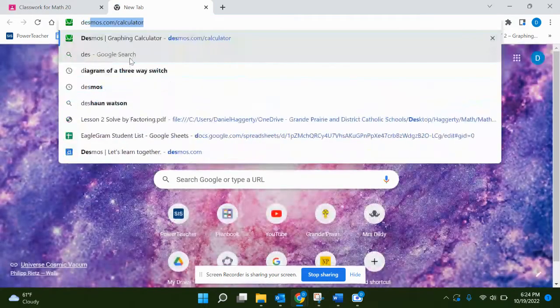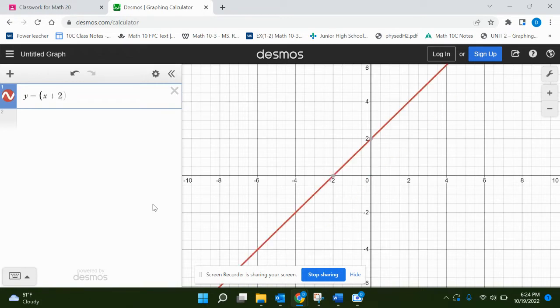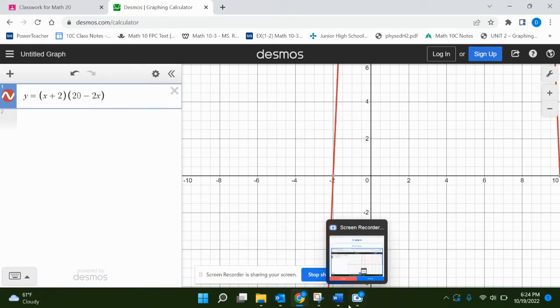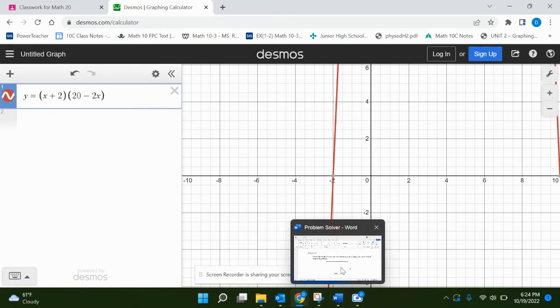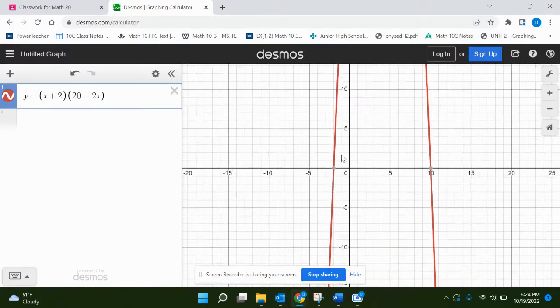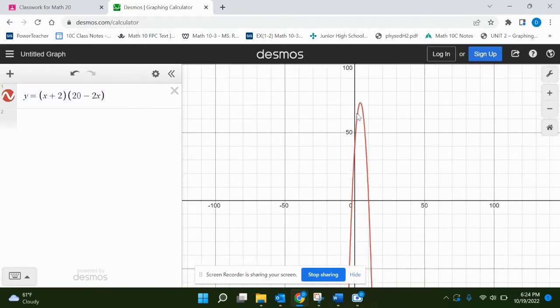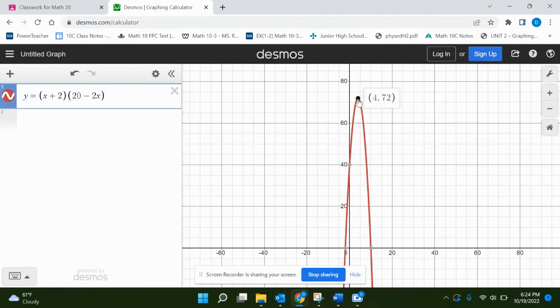And I'm just going to open it up here. I'm going to say y is equal to x plus 2 and 20 minus 2x. I think that was what it was. Let me just check. Yeah, that was it. Okay, so when I go into Desmos, I'm going to zoom way out. Okay, I'm going to come in. And I can see that the value of x, for it to be a maximum, is 4.